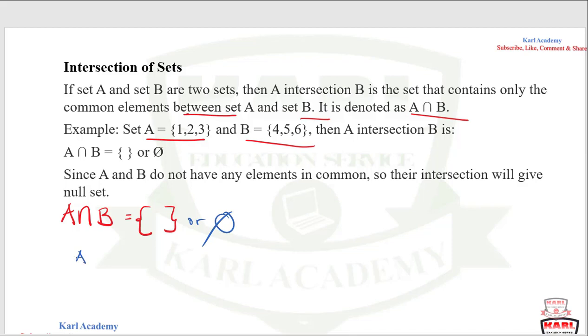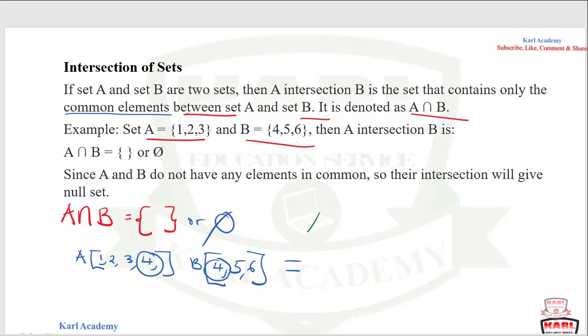Let's assume that A contains 1, 2, 3, 4, and B contains 4, 5, 6. You'll find that now in this one, there's a common element between the two. A common element is the factor we are looking for. The common element here is 4. Now, our set operation A intersection B will have the element 4.